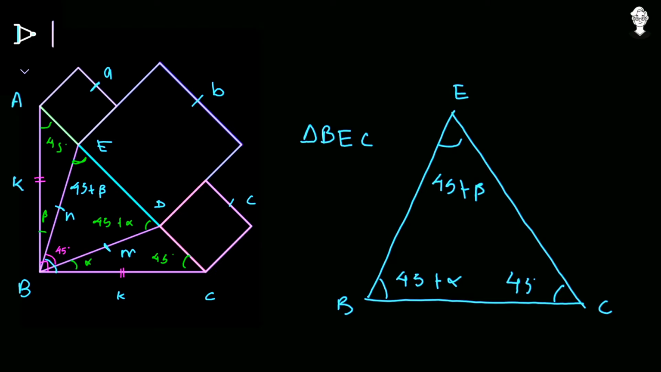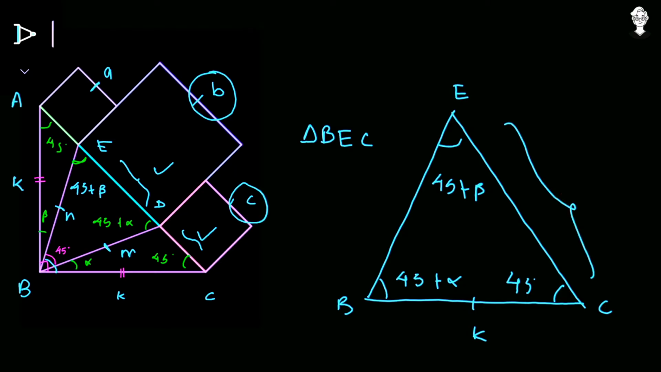Now let us name the sides. So BC is equal to K. EC is this much length plus this much length. This length is equal to C, this length is equal to B, as these are the sides of the square. So this complete length becomes B plus C. And this complete length, we have named as N in this diagram.